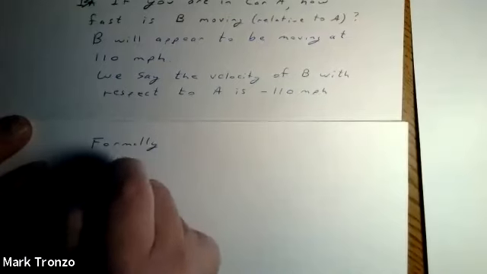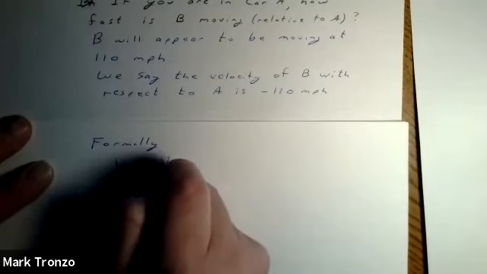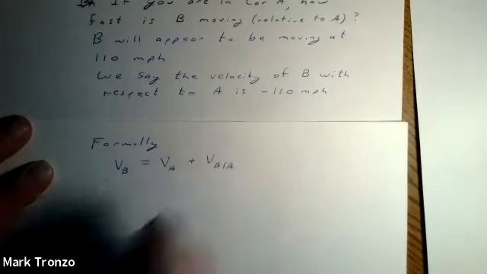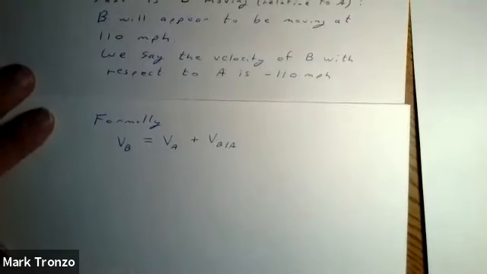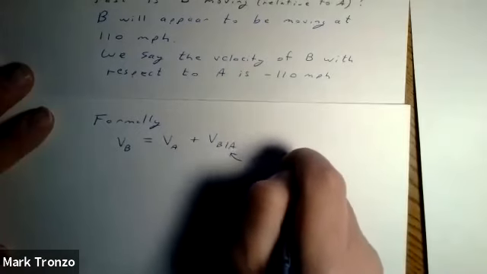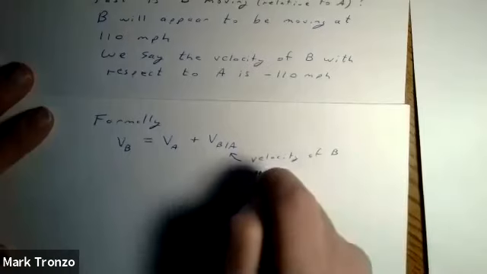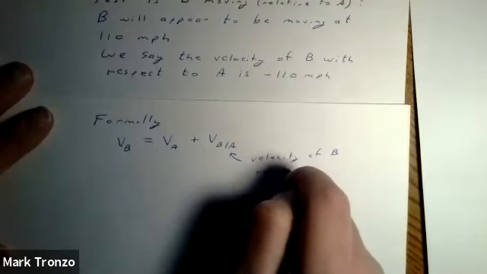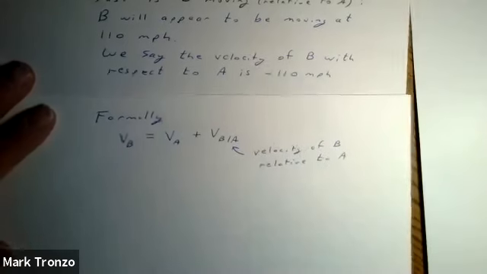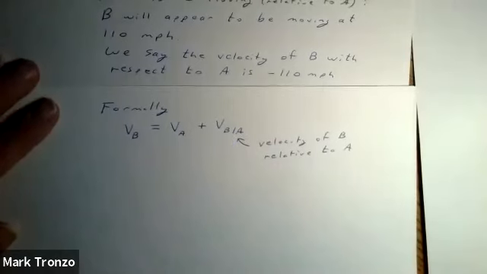Now, formally, this is the equation that we would use. Velocity of B is equal to velocity of A plus V_BA. And this means velocity of B relative to A. When you have a B with that slash there, that's what that means.